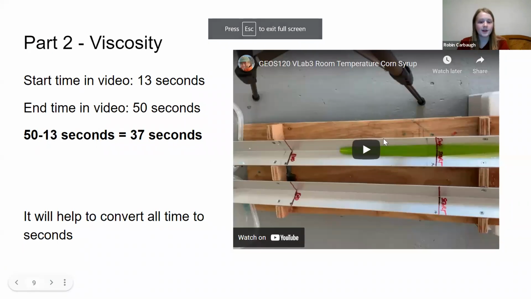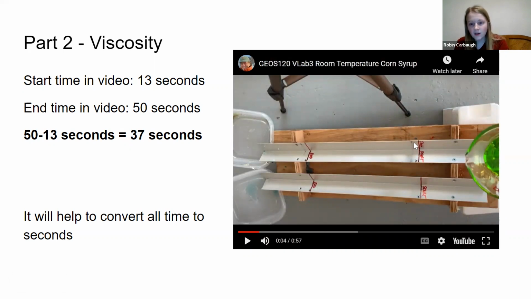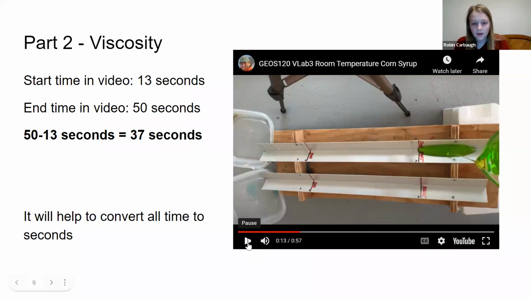So we have different videos for you, which are on that Google Sheets. And we're calculating how quickly they flow down this tube. It's going from the start line to the end line. So the easiest way to do this is let the video play and pause the video when the corn syrup hits that line. So looks like it hits it around 13 seconds. So I'd make a note that the start time was 13 seconds there and let it play.